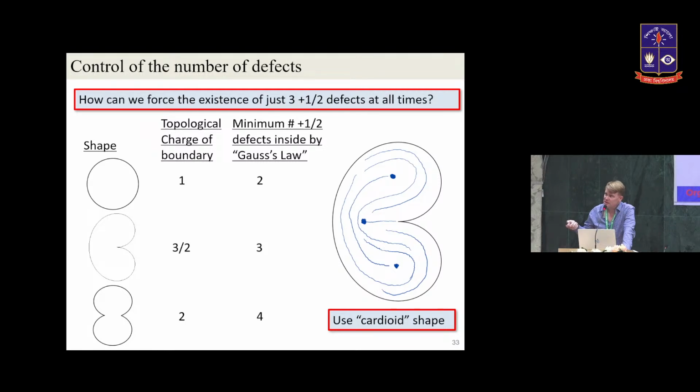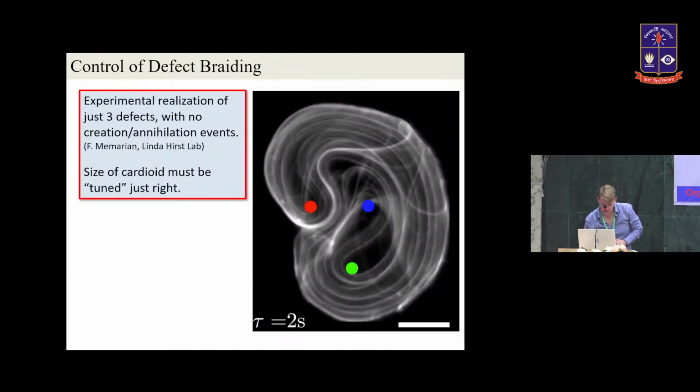Here we have exactly the 3 defects. And let me show you. This is what happens as a function of time. These defects braid around one another, and no defects are created, no defects are destroyed. You get 3 defects, as far as we know, for all time here.